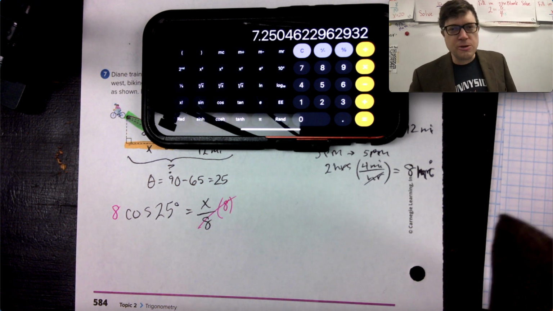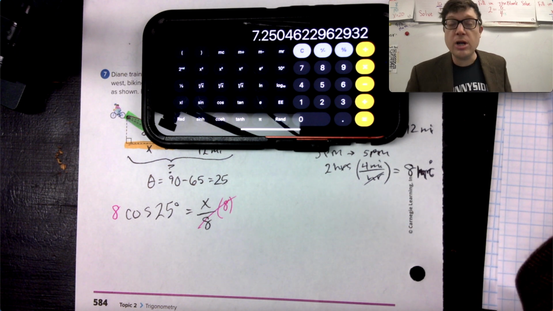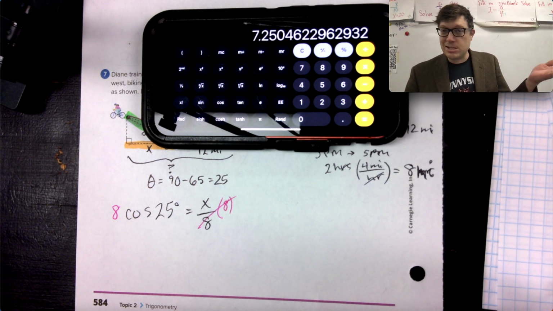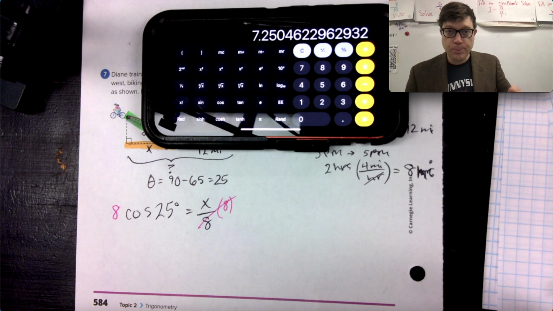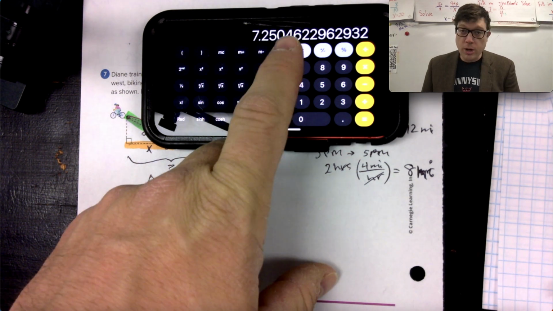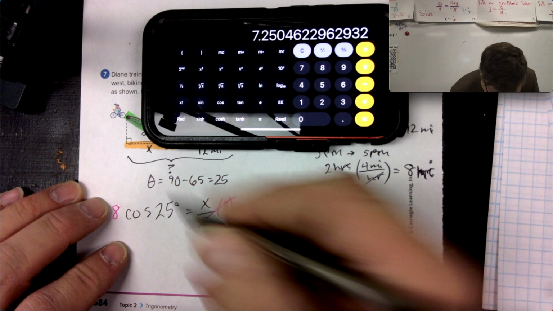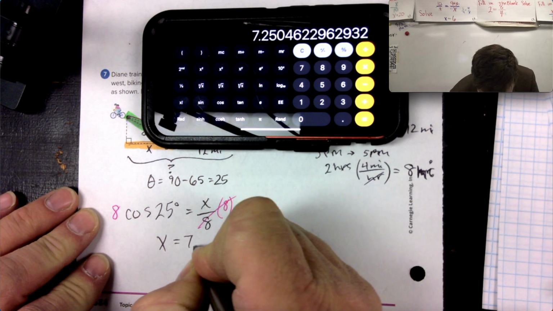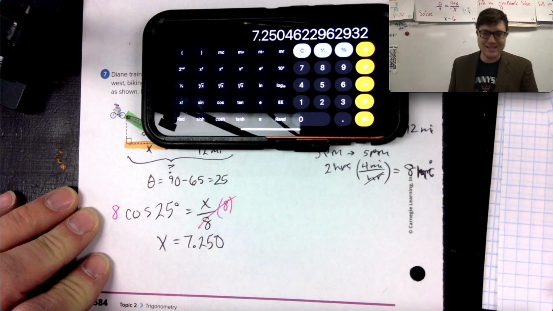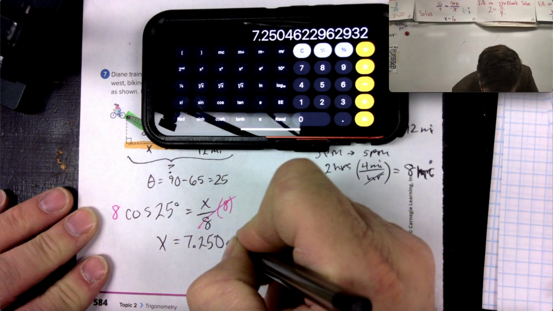I know it's 7.250462229, whatever. Just truncate after the third decimal, and the third decimal is a 0. The number after the 0 is 4, so then the 0 is going to stay as 0. X is 7.250 miles.